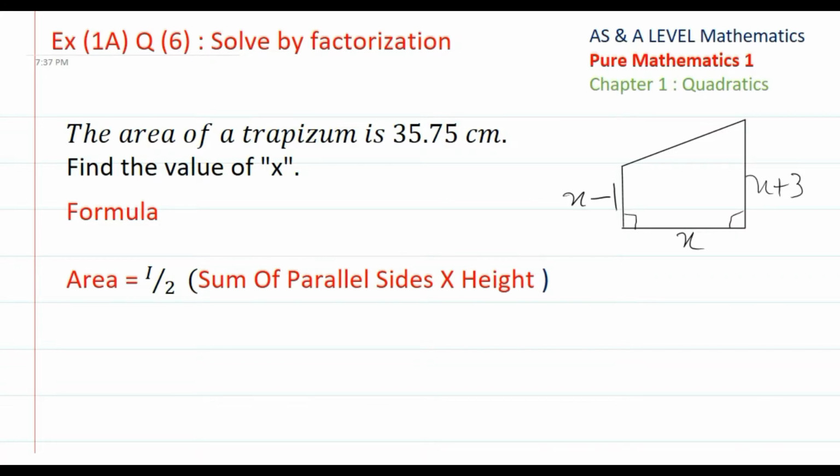The question says the area of the trapezium is 35.75 centimeter. Find the value of x. The figure is on the right side, and the formula we use for today's question is area of trapezium equal to half sum of the parallel sides into height.